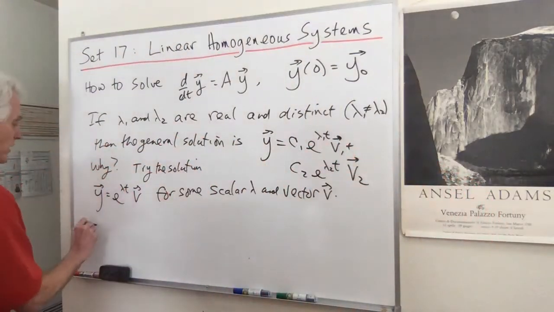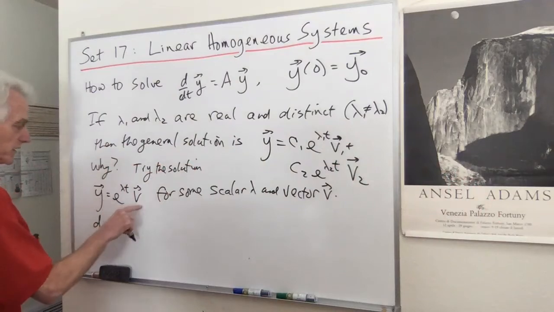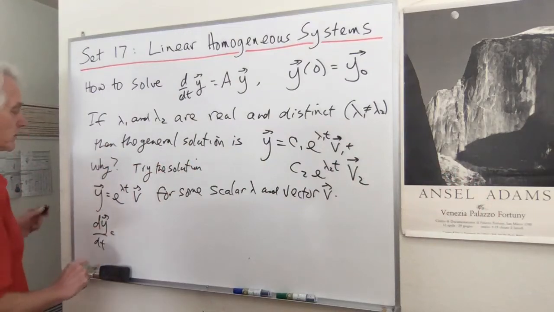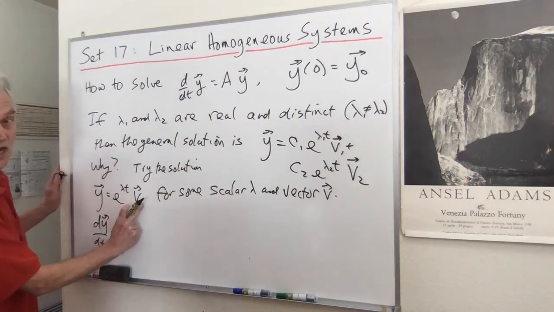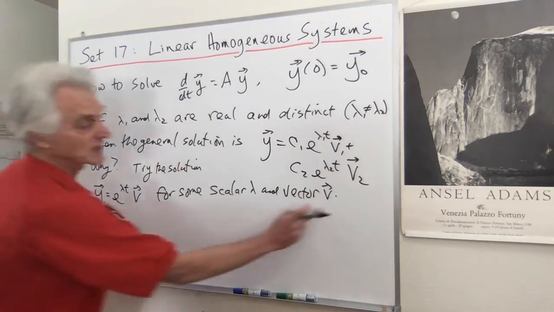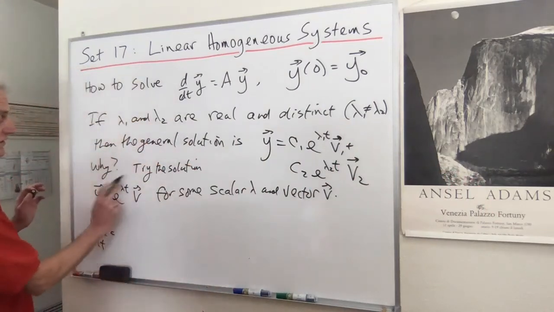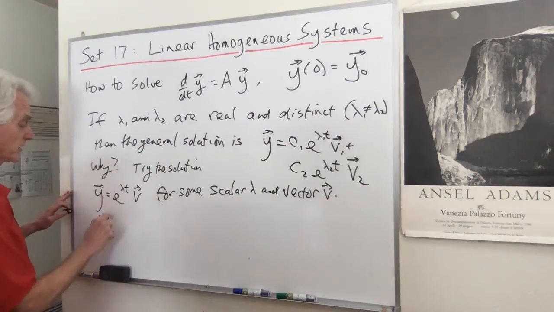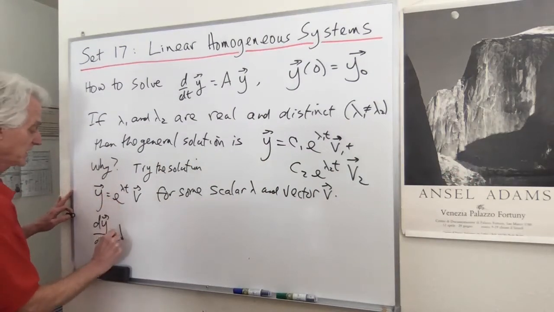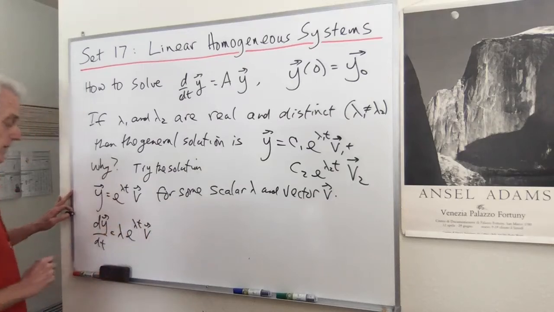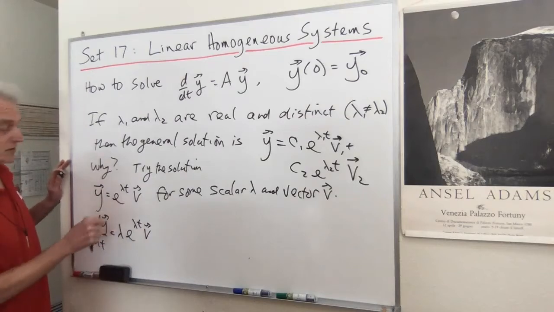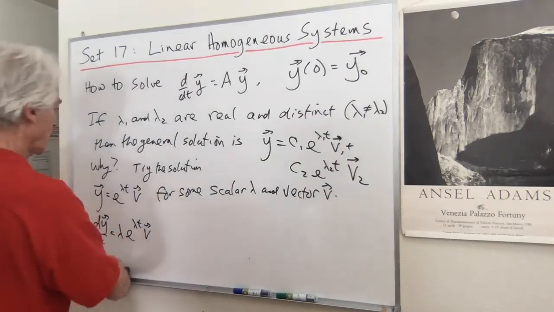And that's the vector y. So what is dy dt? Well, v is a constant vector. The only function of t here is the e to the lambda t. So I differentiate e to the lambda t, and I get lambda e to the lambda t v. So plug that in.